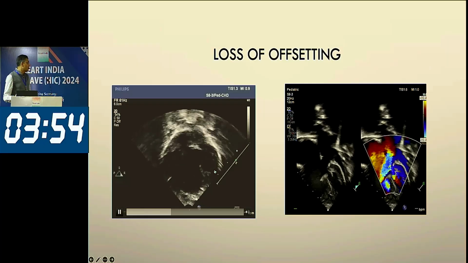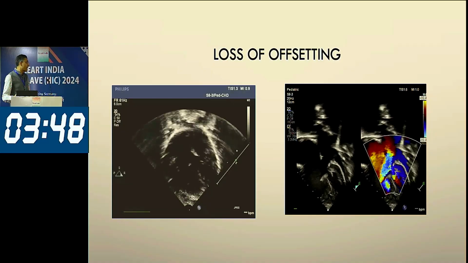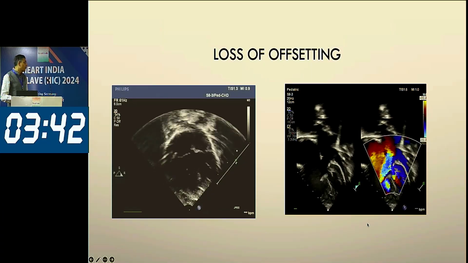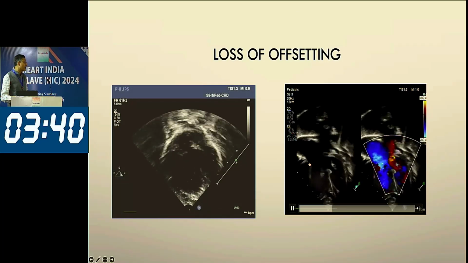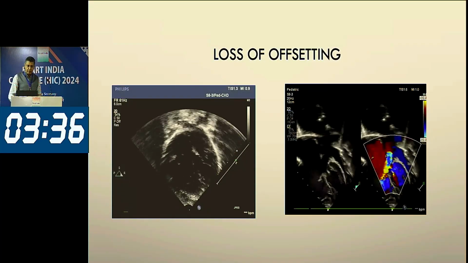As we say, there is usually offsetting, but this offsetting again may be lost if the patient has a big inlet VSD. But still, the mitral valve is the mitral valve because it is not attached to the septum usually. And there is no offsetting when we are dealing with a patient with AV canal. There is no offsetting, and usually we have a common AV valve.